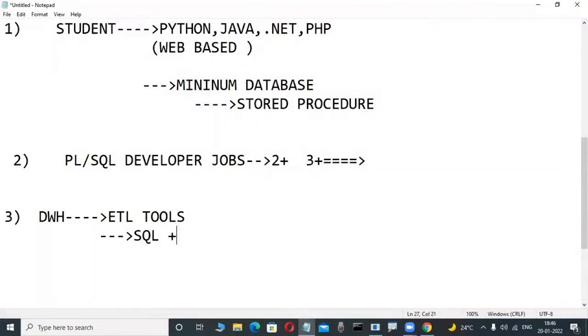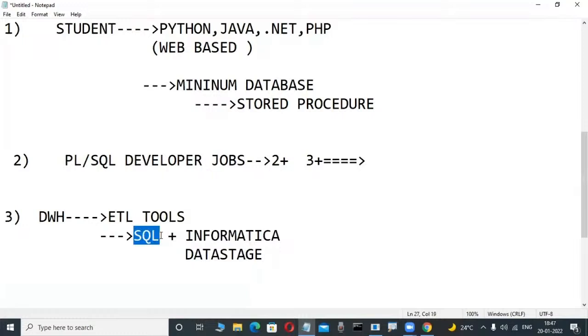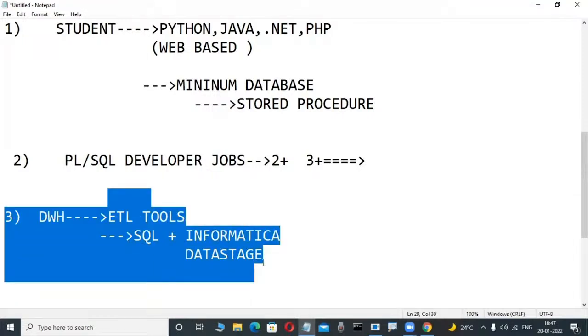Having an idea of SQL, they learn tools in institutes also. Informatica is a very popular ETL tool. Again, Talend is another popular tool. These ETL tools have a graphical user interface. For learning them, minimum SQL knowledge is required. That's why they learn these courses, also for these jobs.